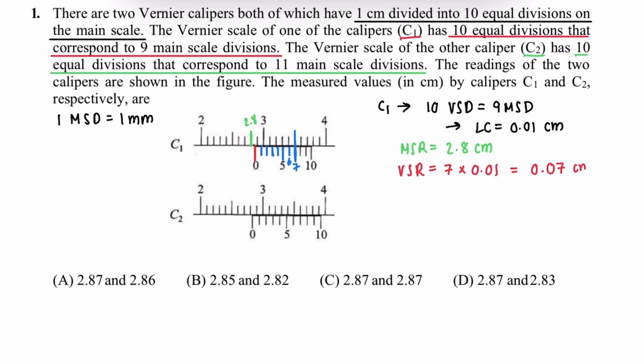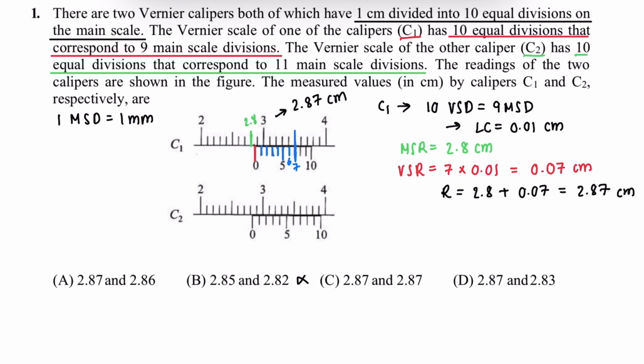0.07 centimeters. So we've got the MSR and the VSR, and our final reading R is the sum of both. So our reading R is equal to 2.8 plus 0.07, which is equal to 2.87 centimeters. So C1's reading is 2.87 centimeters. I'll just write that here, 2.87 centimeters. So we can say that obviously option B is incorrect.